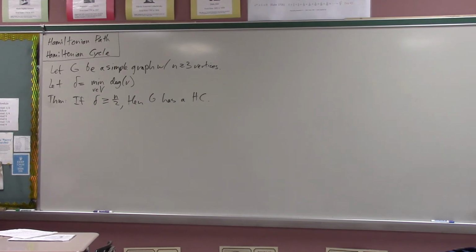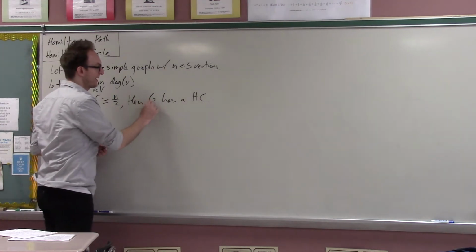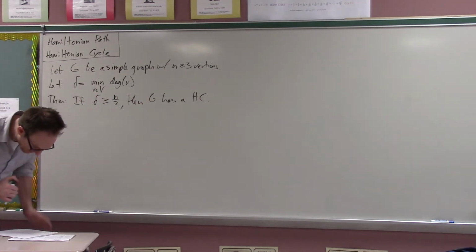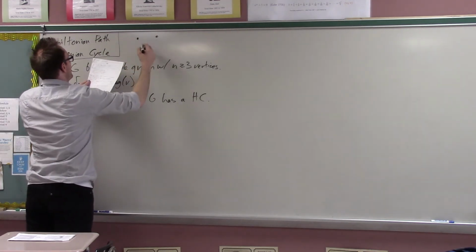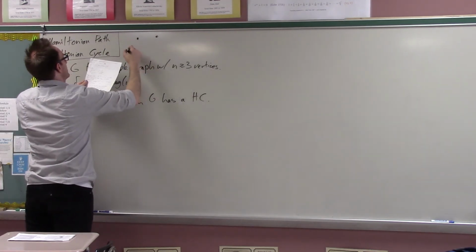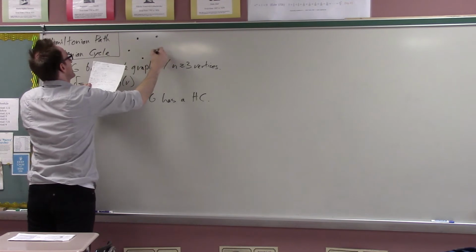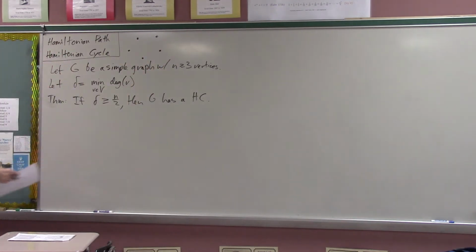Okay, so I think of this as rumor spreading. Here's my example. You have some graph, maybe looks like this. And so here we have 5 vertices.